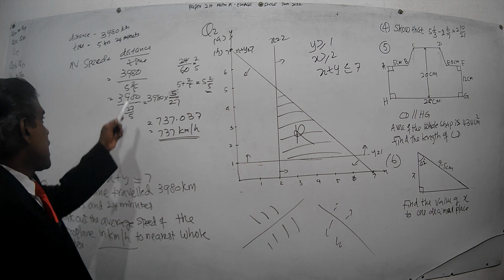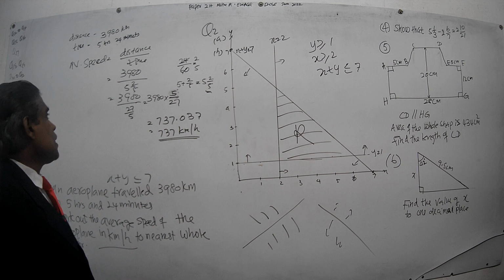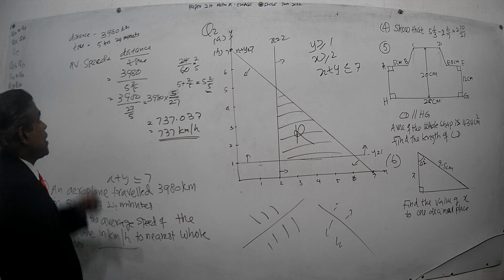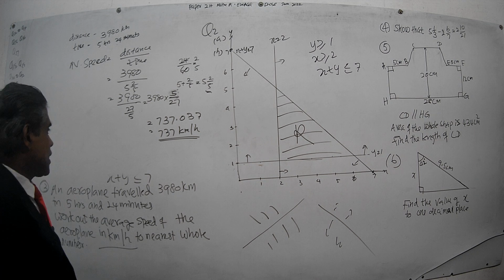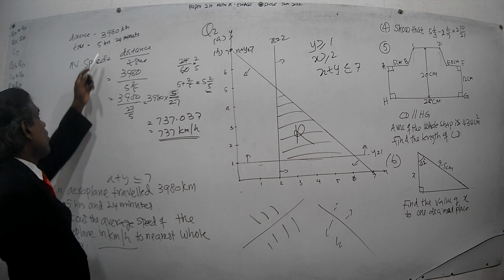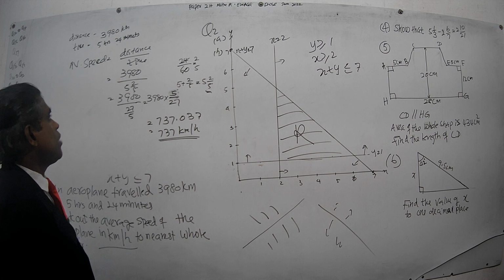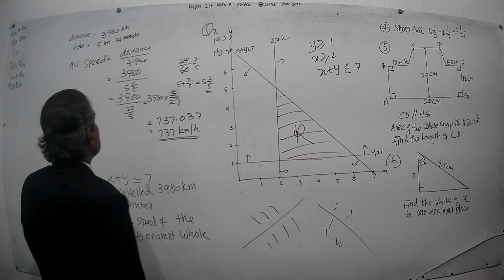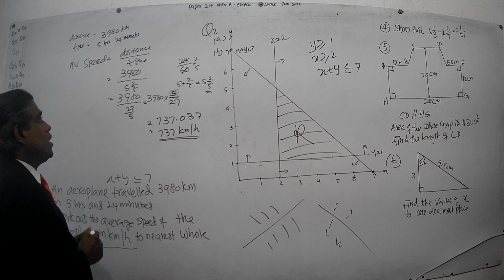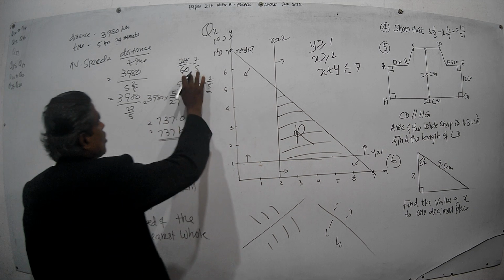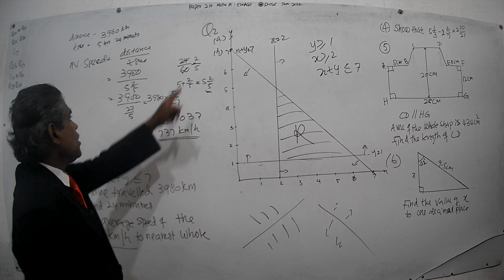Here the time was not given in only hours. It has been given in hours and minutes. Therefore, we have to convert the 24 minutes into hours, as the answer is expected in kilometers per hour. Therefore, total time must be in hours. To convert 24 minutes into hours, you divide 24 by 60, as there are 60 minutes in an hour. Then 24 divided by 60 is 2 over 5. Then 2 over 5 hours plus 5 hours.